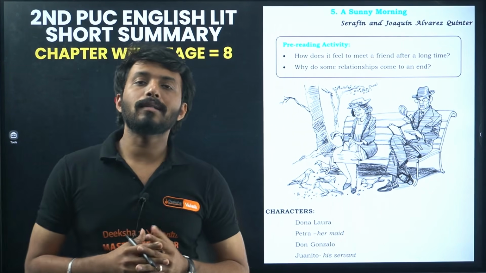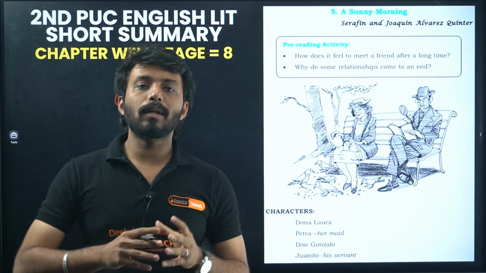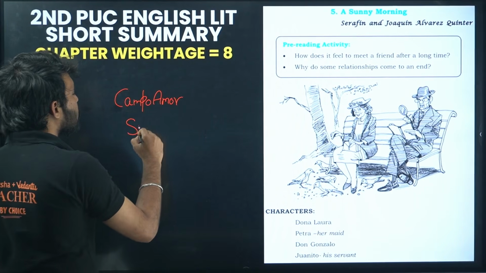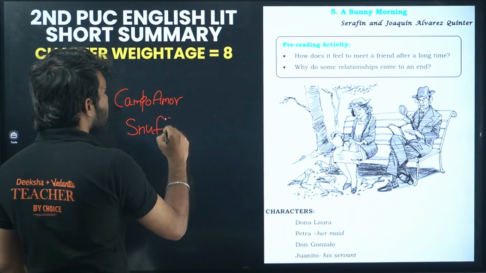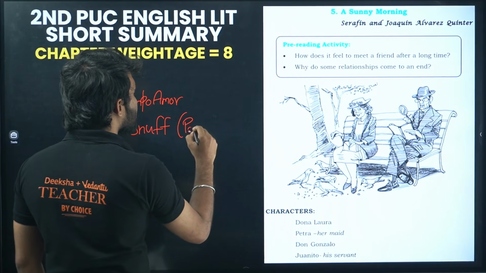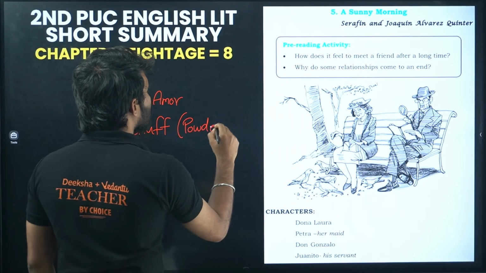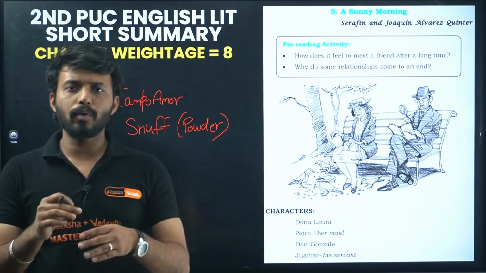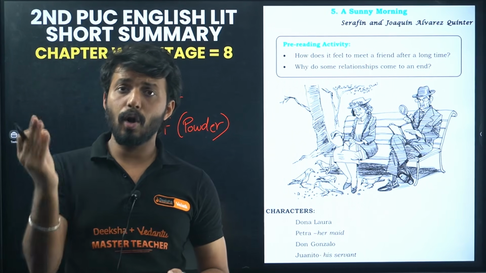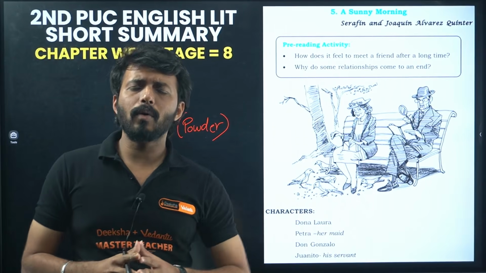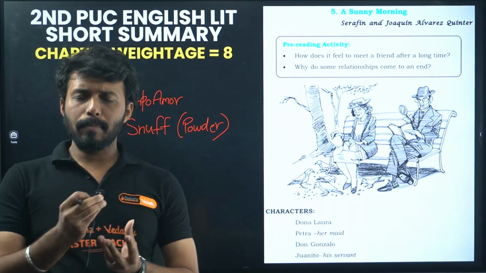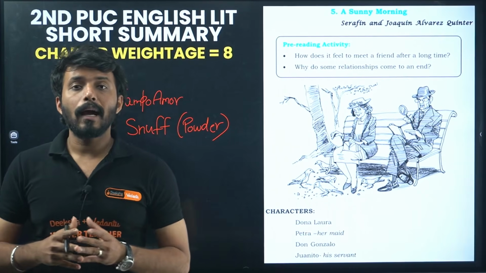And Don Gonzalo, what does he do? He takes something called a snuff, okay? Snuff is a kind of an indulgent. It's a powder, okay? So people used to take snuff and they used to snort it. They used to take a pinch of snuff and snort it. It was kind of like tobacco in those days. It's an indulgent.